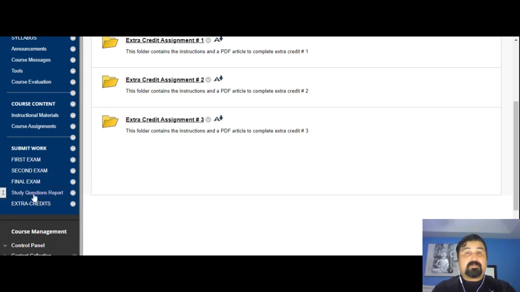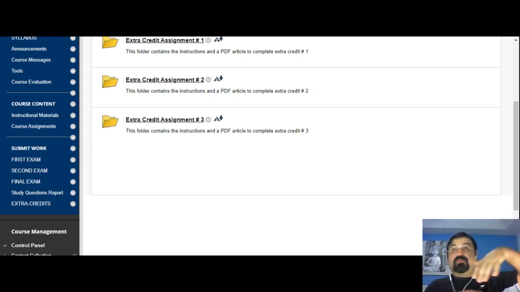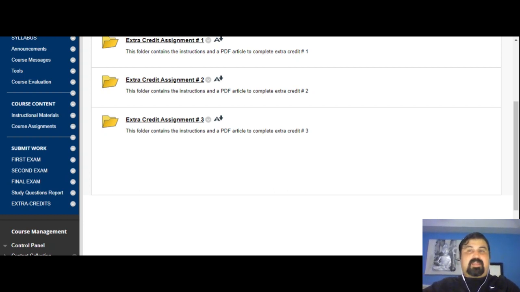The study questions report, this is where you upload it, and the extra credit assignments are uploaded here as well. All the extra credit assignments, if you do 1, 2, or 3, have to be saved in a single file. The extra credits have to be in one file. If you do 3, the 3 have to be in the same Word doc. Save it and upload it under extra credits. Okay. It's very simple, again, to navigate.